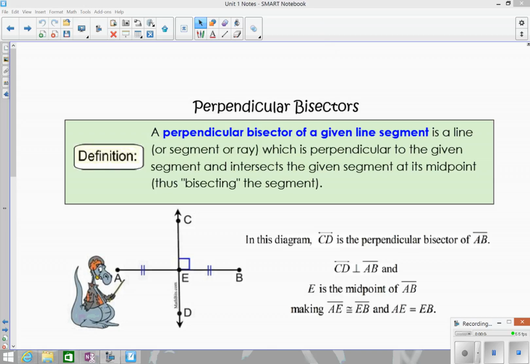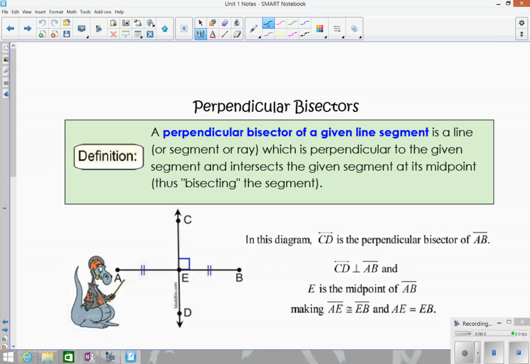In this lesson, we're going to talk about perpendicular bisectors. So just remember what a perpendicular bisector is. It has to be two things. It has to be perpendicular and it has to bisect. Perpendicular means that you're going to have a line or segment or ray that's intersecting another segment, and it's going to be perpendicular to that.